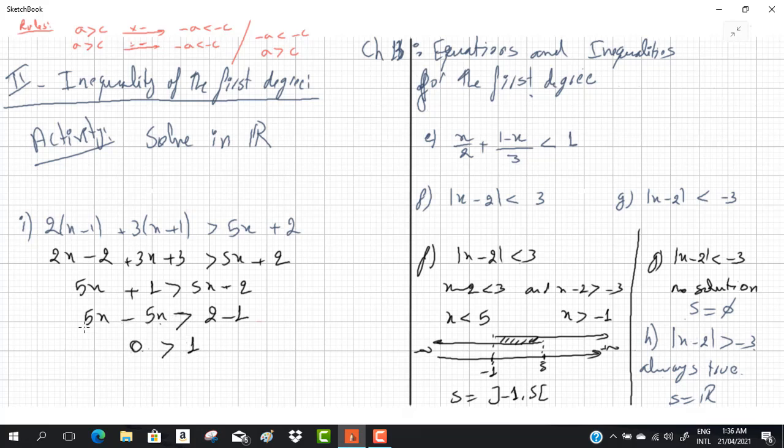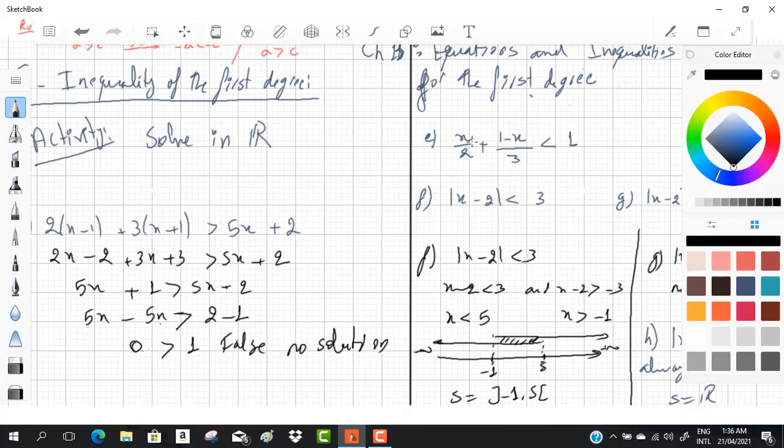5x minus 5x vanishes, the answer is 0. I obtain 0 is greater than 1. Is 0 greater than 1? No, it's false. So no solution. When I try to solve this inequality, I found something false, so this inequality has no solution.